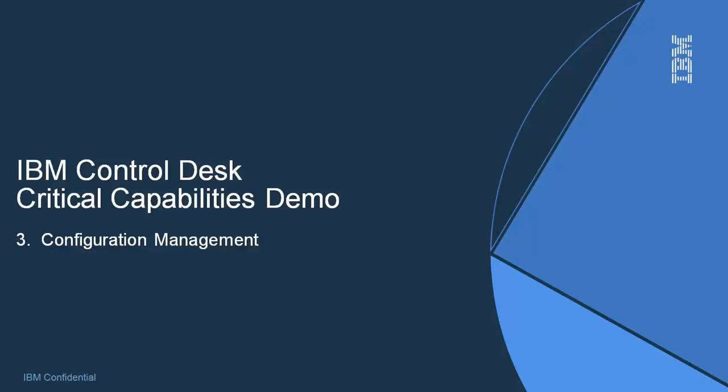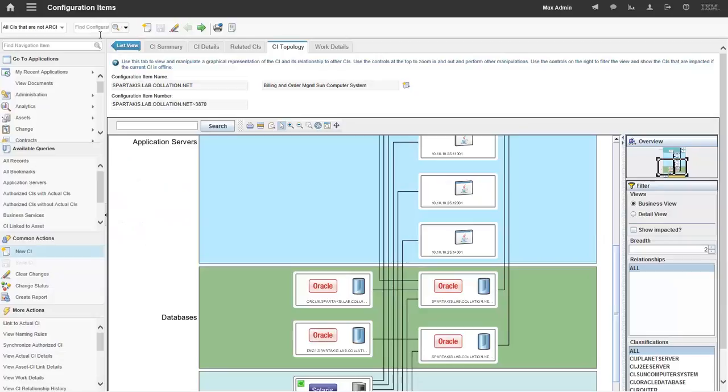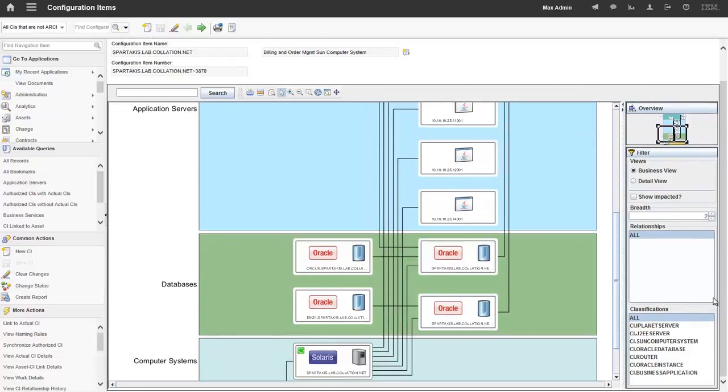We're going to talk about IBM Control Desk critical capabilities in configuration management, and in particular scenario D. So here we are in the configuration items application. I've navigated to one of the computer systems, and I'm on the topology tab. So what I wanted to show here was the ability to do what-if impact analysis in this topology view.